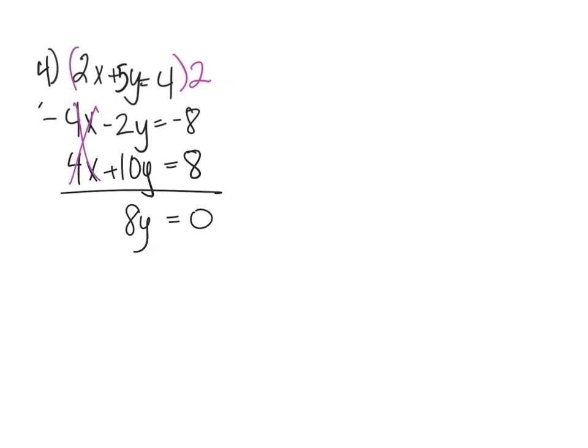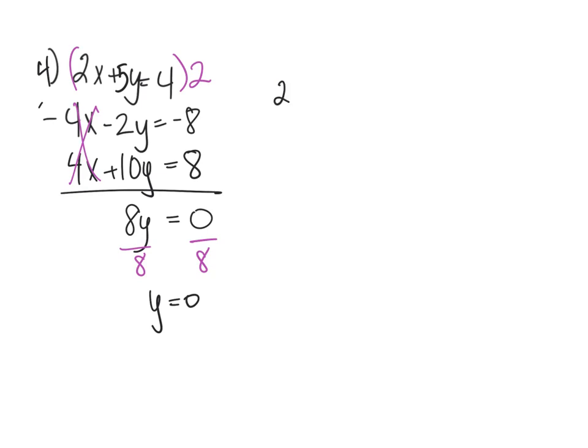And I see this all the time. Kids see 0 and they freak out. Like, oh my gosh, I did something wrong, or I don't know what to do from here. We divide by 8, and y equals 0. 8 times what equals 0? Well, 8 times 0 equals 0, and 0 is a valid answer. It's on the x-axis.